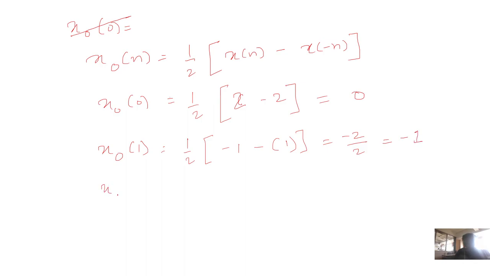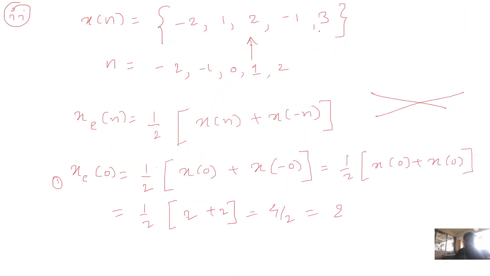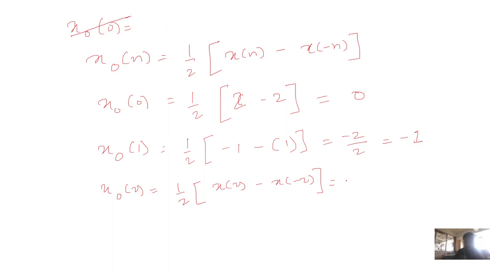X odd of 2 is going to be half of x of 2 minus x of minus 2, right? And therefore it is going to be equal to half of 3 minus minus 2, and therefore it is going to be 5/2.